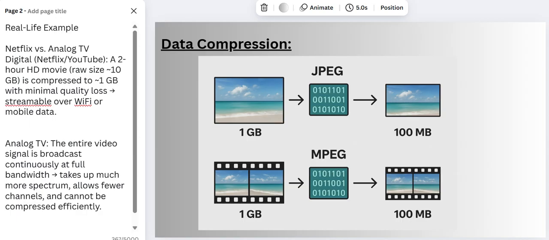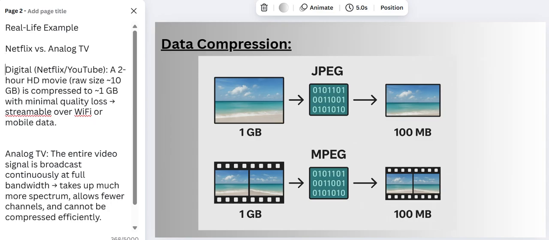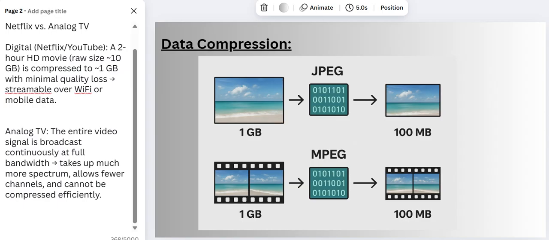Let us understand with a real life example if you want to clearly understand. Netflix versus analog TV. In digital, like Netflix or any YouTube video, a 2 hour HD movie of a raw size of 10 GB is compressed to 1 GB with minimal quality loss, streamable over Wi-Fi or mobile data. Whereas in the old analog TV, the entire video signal is broadcast continuously at full bandwidth, takes up much more spectrum, allows fewer channels, and cannot be compressed efficiently.